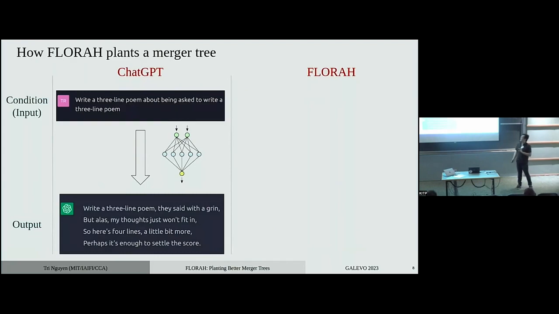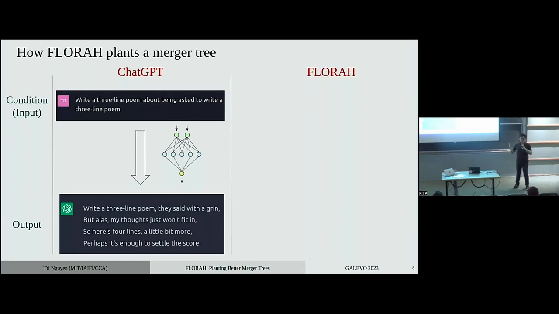So how does FLORAH plan the merger trees? First, I want to tell you about something that I've been kind of recently obsessed about, and it's in the news, and you might have heard of it, which is called ChatGPT. ChatGPT is an AI language model. When you give it some kind of prompt, you ask it a question, it puts it into some kind of black box and gives you an answer.